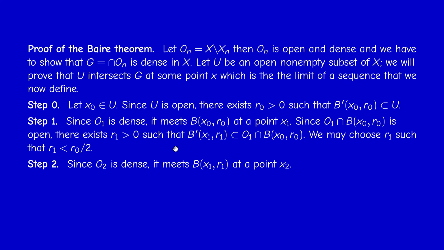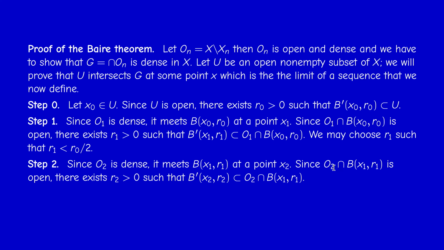Okay, second step, I repeat the same reasoning. O2 is dense, and this is an open, non-empty set, so it meets O2 at some point X2. Okay, so X2 is in the intersection of these two open sets, so it's open. So once again, there is a closed ball of center X2 contained in this intersection, and I can take R2 as small as I wish. So I can take R2 smaller than R1 over 2, R1 being obtained in the previous step. Now you guess where all this is heading. So I repeat the same reasoning, continue in this way.